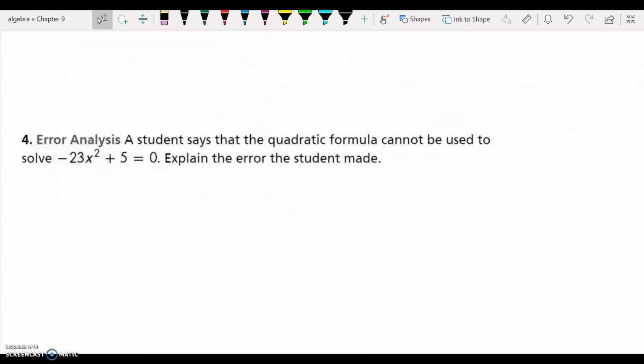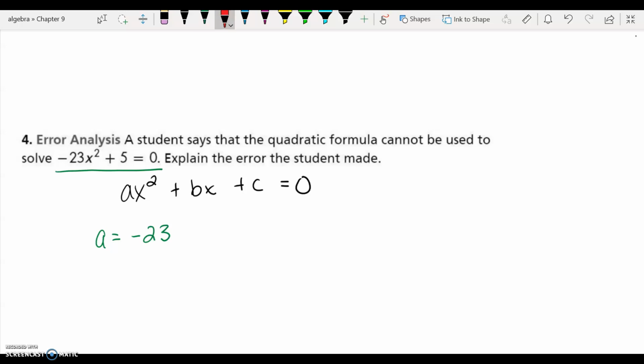Last one, it just says the student says that the quadratic formula cannot be used to solve -23x squared plus 5 equals 0. Well, if you remember, standard form looks like this. It's okay if it's missing one part. We just assume that that number is now going to be 0. So do I have an a in my problem? Do I have an x squared? The answer is yes. My a is -23. Do I have just an x? The answer is no, so my b is 0. Do I have a number by itself? Yes, so that means my c is 5.